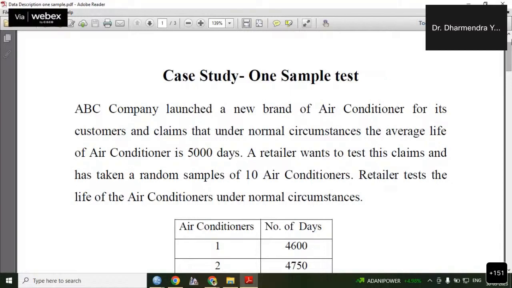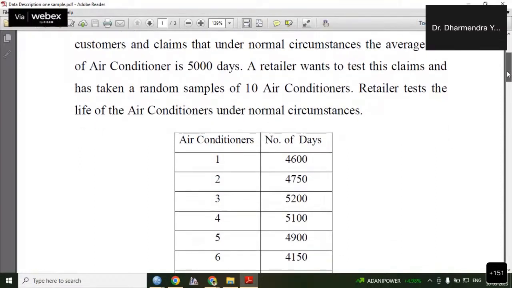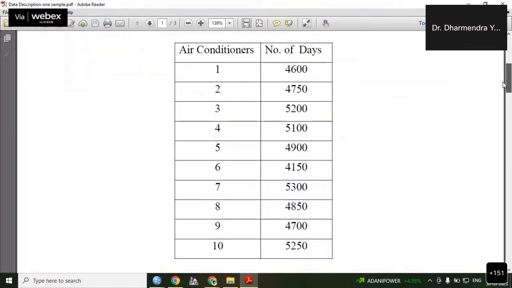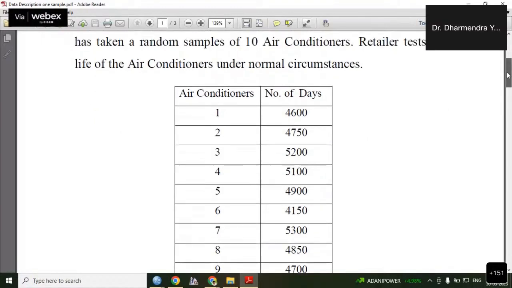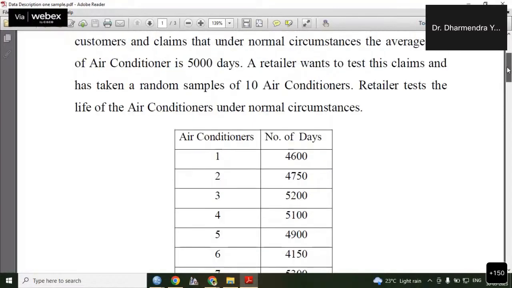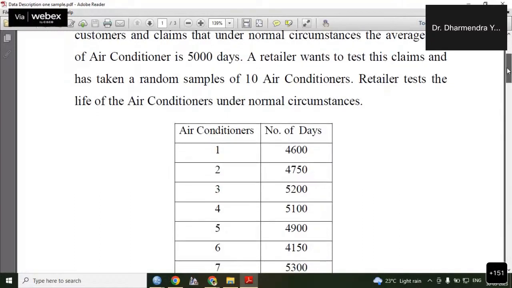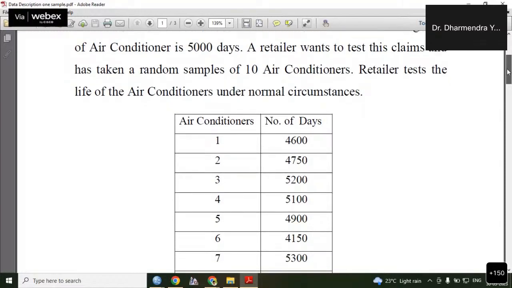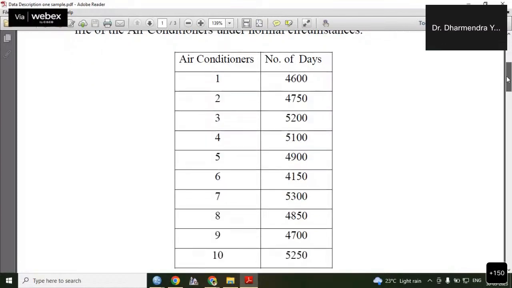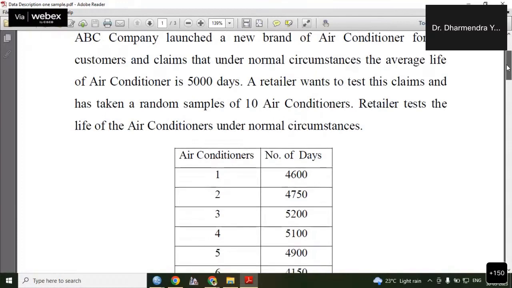Now the retailer tests the life of the air conditioner under the normal circumstances. So these are the observations on the 10 air conditioners, and we want to test whether the average life of the air conditioner is 5,000 days or not, whether this claim is true or not, right? So this is the case of single sample t-test, because here is only one sample, and this sample has 10 observations on 10 air conditioners, and the one population mean is given to us, that is 5,000 days, right?